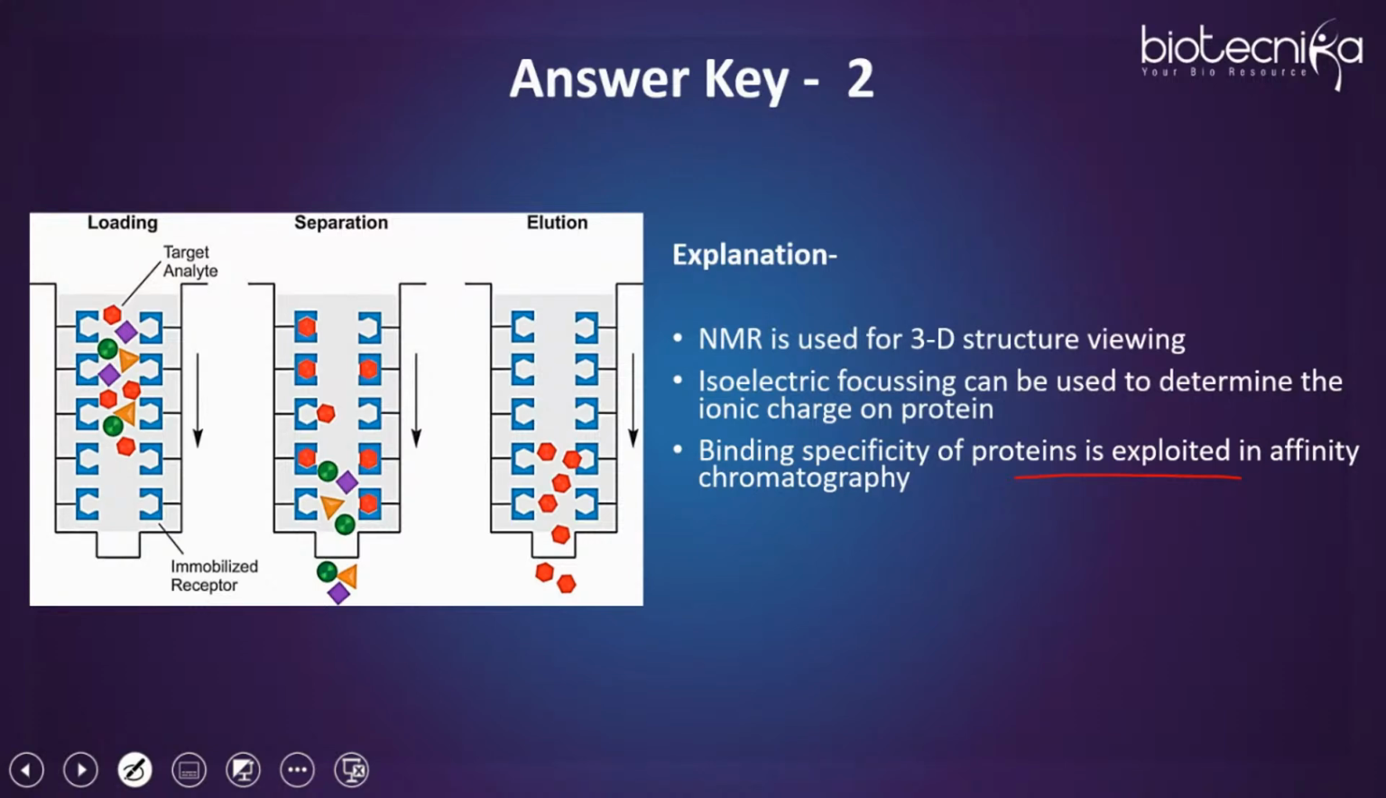So what we are having over here, you have many different molecules, but you see only the red color molecule is having affinity towards your column, and only those will get bound. So if those get bound, only those will get separated, right?